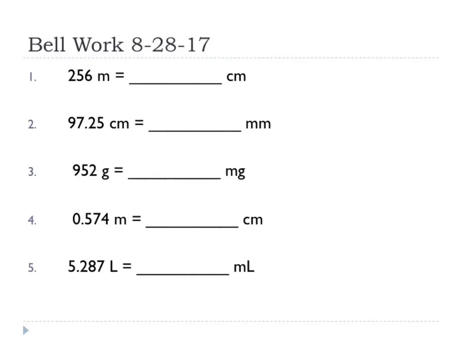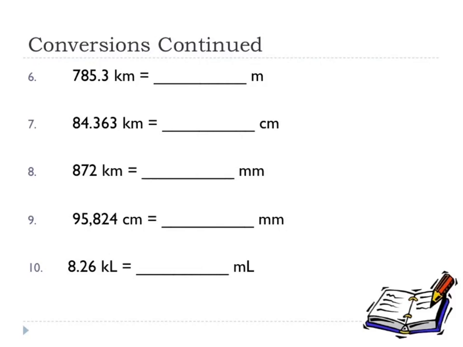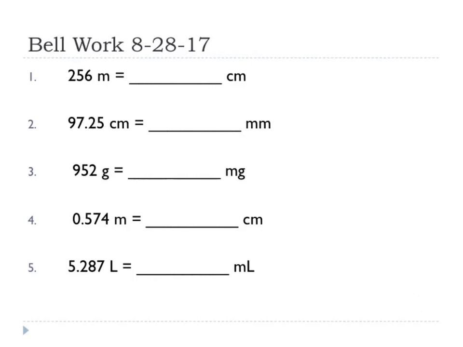Okay, so what are our base units for length? Is meters. For mass is grams, and for volume is liters. So those are our base units.